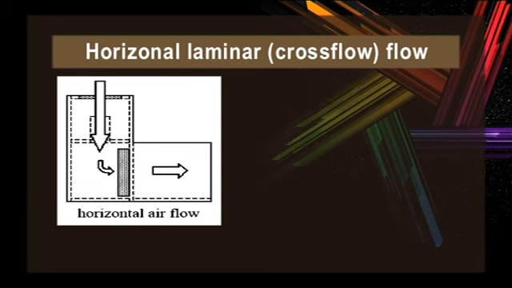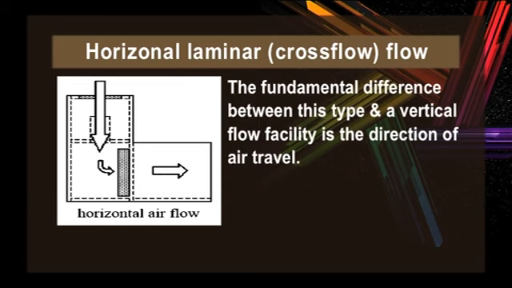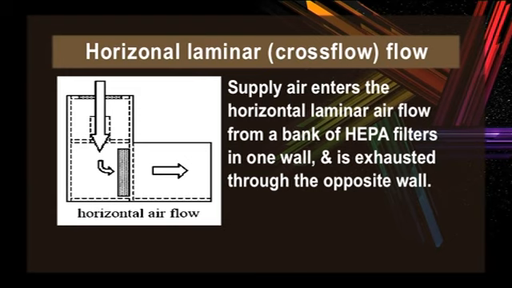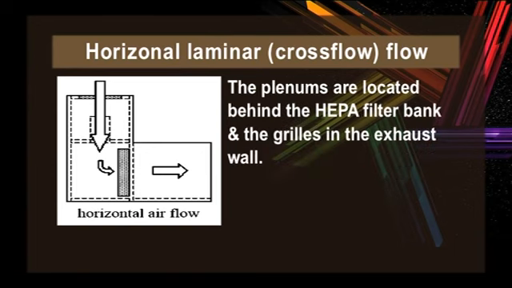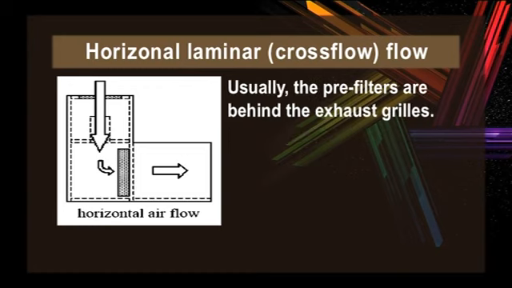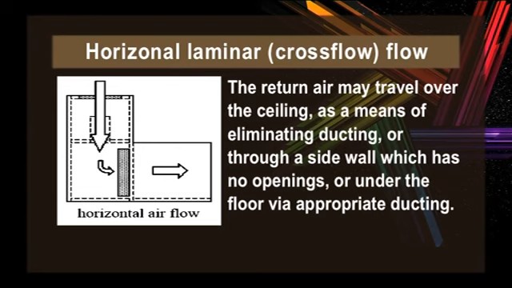Horizontal laminar airflow. The fundamental difference between this type and a vertical flow facility is the direction of air travel. Supply air enters the horizontal laminar airflow from a bank of HEPA filters in one wall and is exhausted through the opposite wall. The plenums are located behind the HEPA filter bank and the grills in the exhaust wall. Usually, the pre-filters are behind the exhaust grills. The return air may travel over the ceiling as a means of eliminating ducting, or through a side wall which has no openings, or under the floor via appropriate ducting.